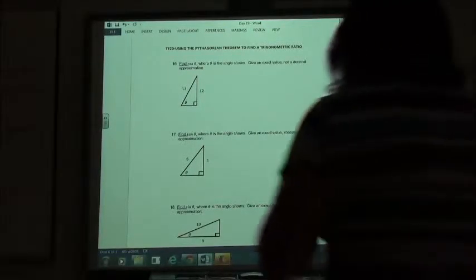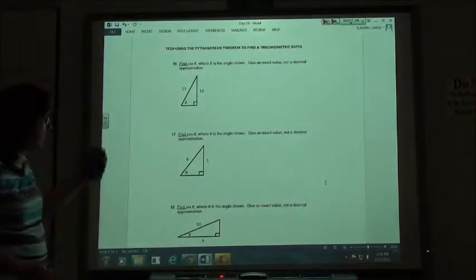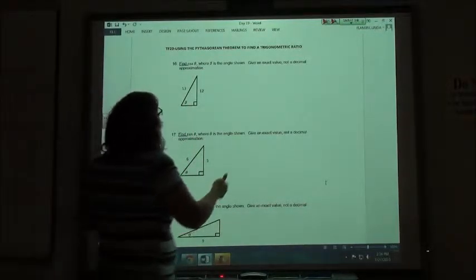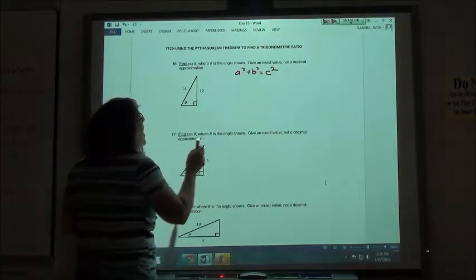The next ones, we're going to use the Pythagorean theorem to find our missing side so that we can find cosine, tangent, sine, whatever they might ask for. So Pythagorean theorem says that a squared plus b squared equals c squared. So the two legs equals the hypotenuse.